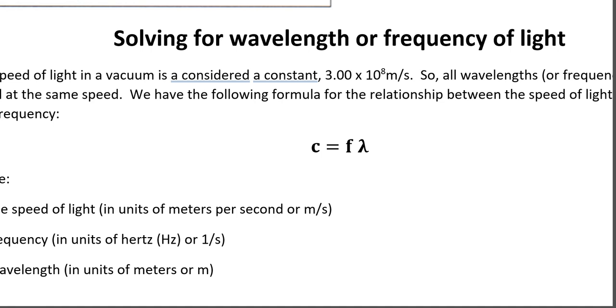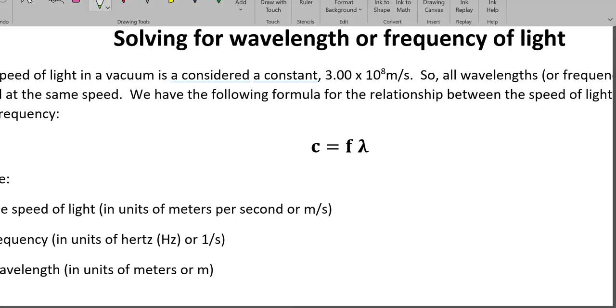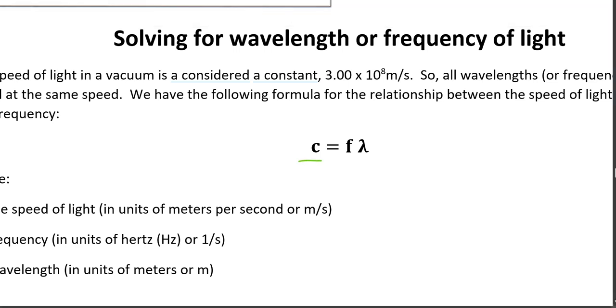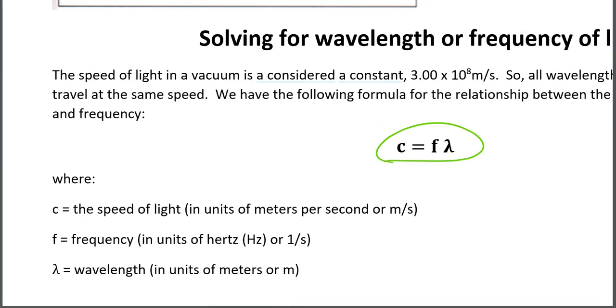Quick video to demonstrate how to use this formula. The speed of light equals frequency times wavelength. So that's this formula right here. You can see these are the different units. They're also on your star chart. Also on your star chart under constants and conversions, you have this, the speed of light: 3 times 10 to the 8th meters per second.